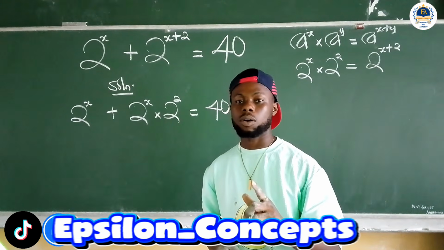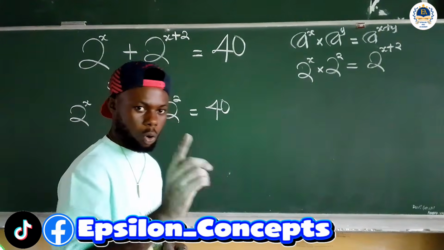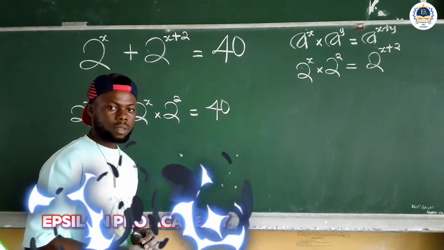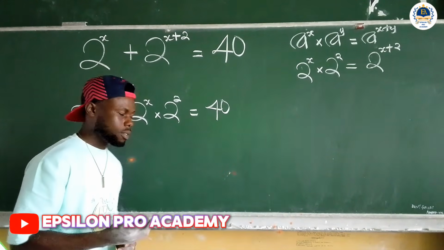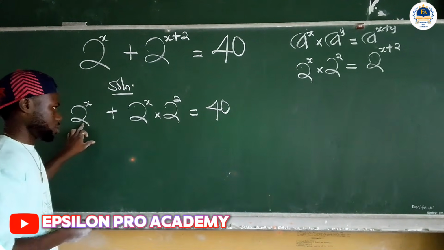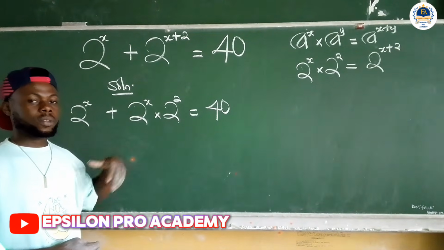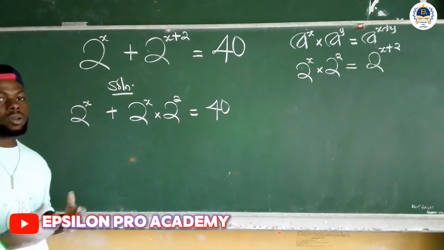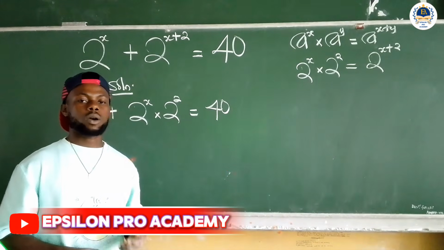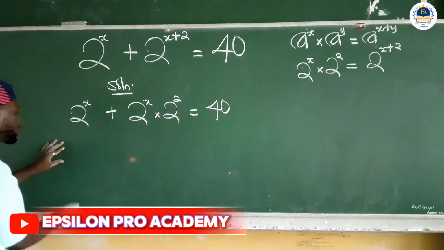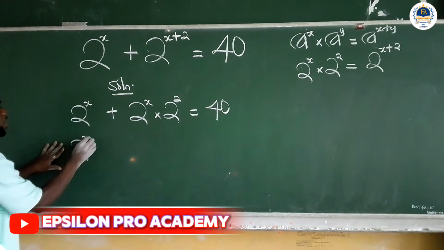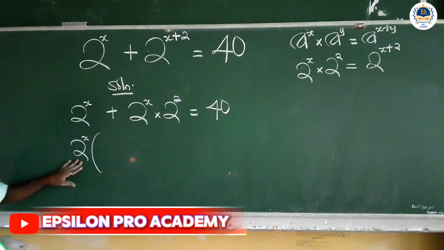You're wrong. Okay, 2x. No? 2 raised to the power of x, isn't it? We have 2 raised to the power of x here and also 2 raised to the power of x over here. For that reason, we are going to factor out 2 raised to the power of x. So that is 2 raised to the power of x in bracket.